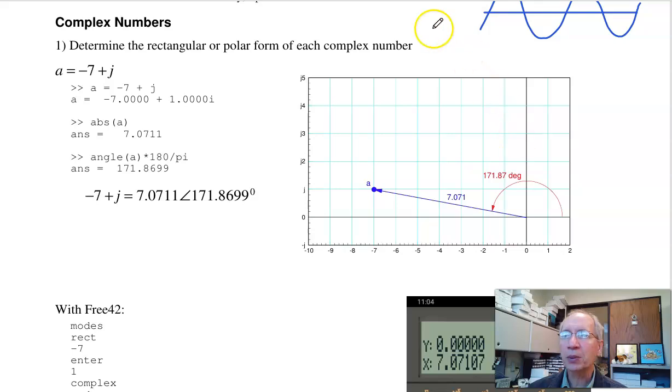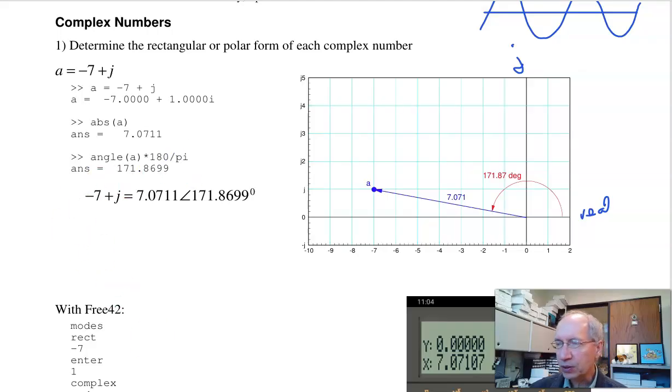Now, with a complex number, you've got 2 forms, rectangular and polar. In rectangular, I've got the real axis and the complex axis. So if I have a point, minus 7 plus j, that's minus 7 real, plus 1j complex. I can express that in rectangular form, minus 7 plus j1, or polar form. In Matlab, I can do that by inputting the number, minus 7 plus j. The magnitude is the amplitude, the angle is the angle in radians, times 180 over pi gives you degrees.